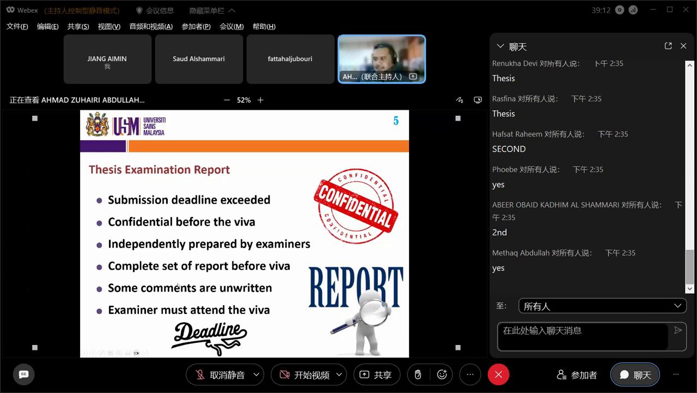Another thing for you to note: some comments are unwritten. Sometimes examiners are kind enough not to write everything in the report, but they just jot down some comment or concern in the thesis copy itself to be asked during the Viva session. So this is something more worrying, right? Because they don't want it to be recorded. They want it to be addressed by the student during the Viva session, orally or verbally. It may happen. It always happens actually. And examiners must attend the Viva, of course.